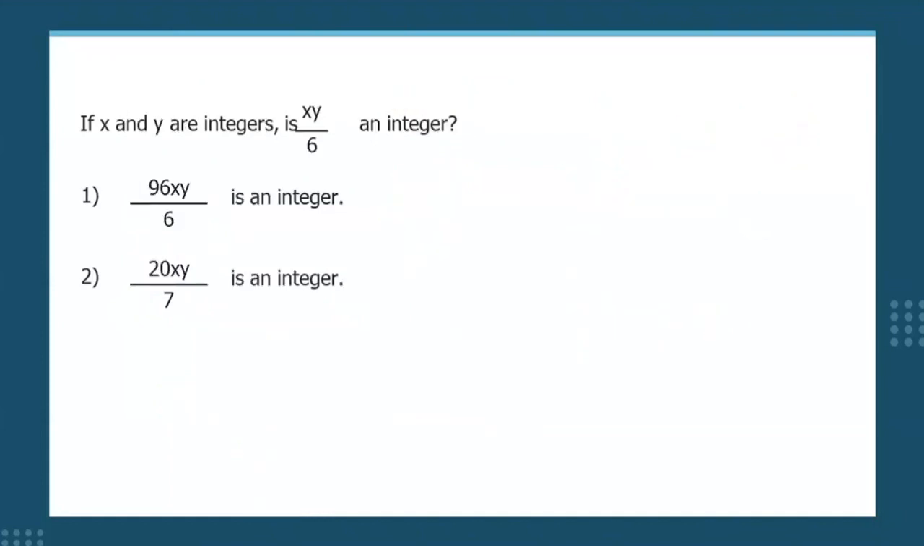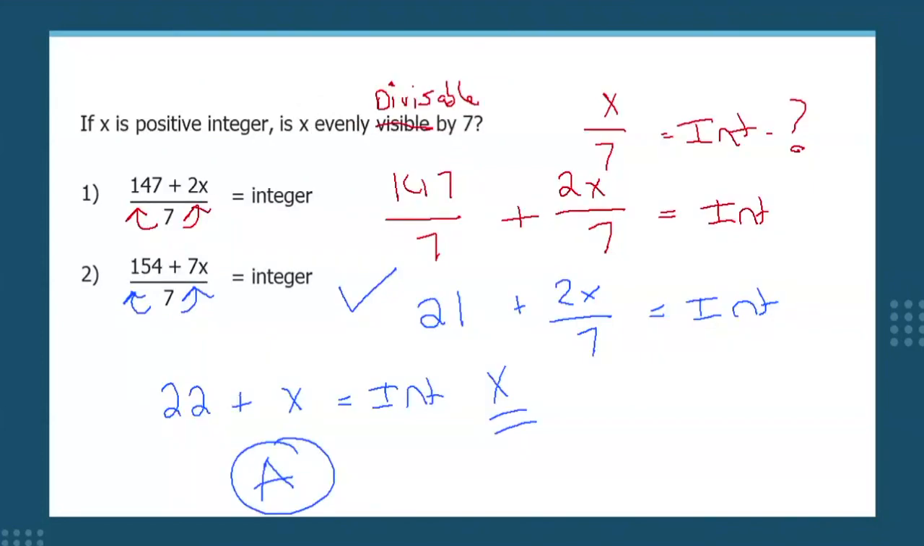Now I want to get into some harder ones here. I said x is a positive integer, so that's why it can't be what you just described. So x has to be a multiple of 7.